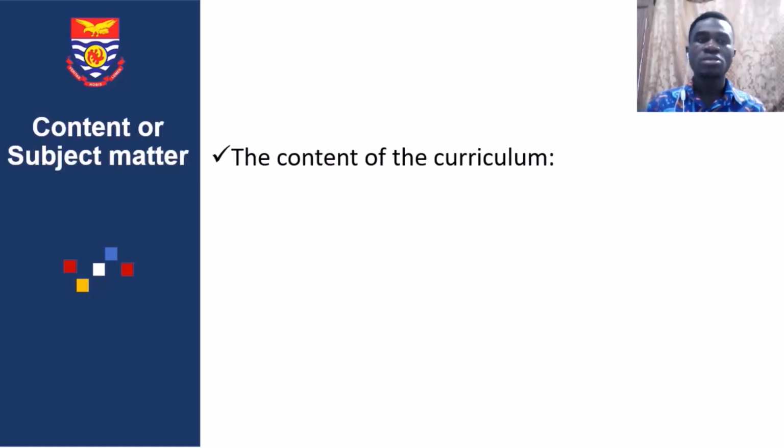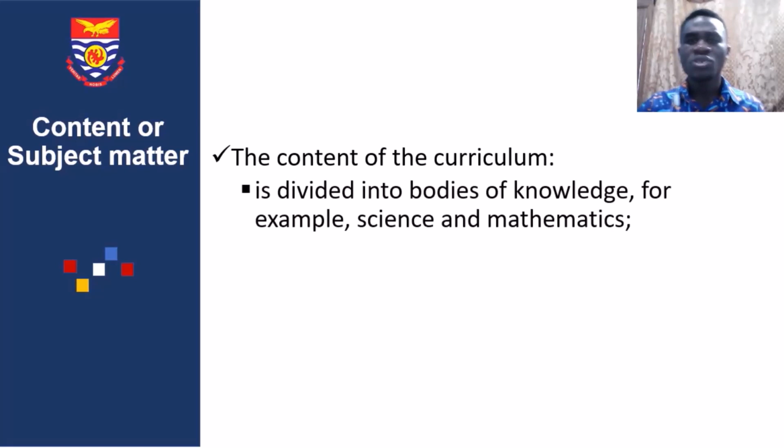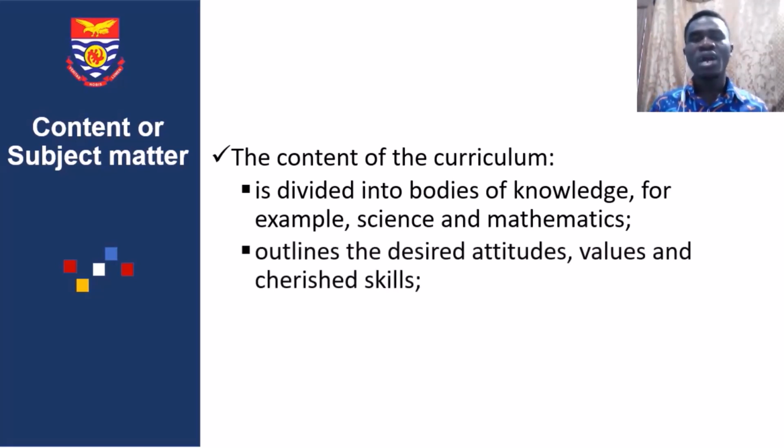Now let's look at the content or the subject matter. The content of the curriculum is also divided into bodies of knowledge. For example, we can have physics, we can have science in general, we can have mathematics. These are the bodies of knowledge. We also have outlines of the desired attitudes, the values, and the cherished skills.